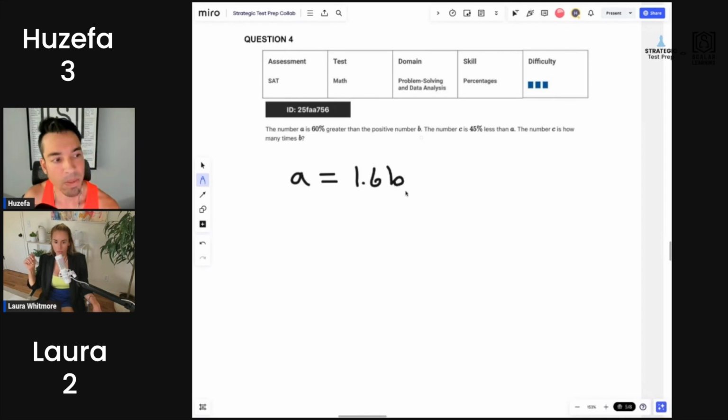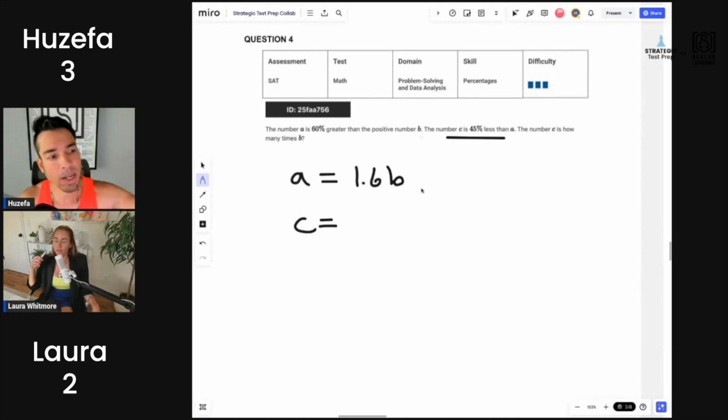B. So if you think about it, think about the number 100. If you're saying 60% greater than 100, you're doing 160. It's 60% of 100 added on, or 1.6 times that 100. So there's my first equation. Then we have the second equation. The number C is 45% less than A.